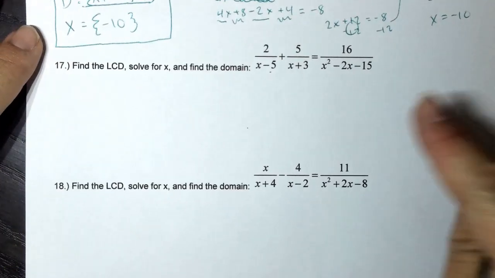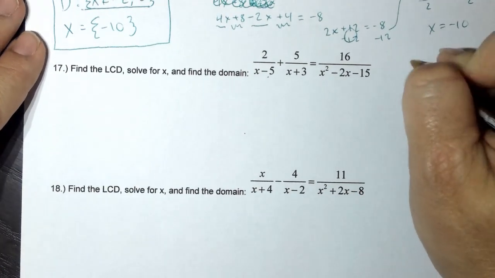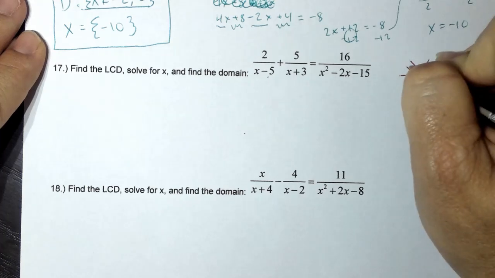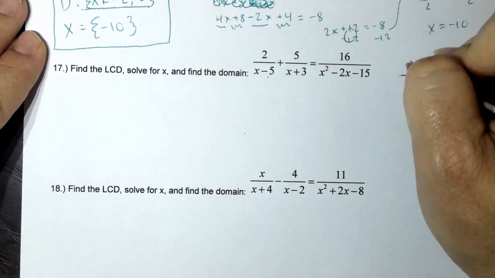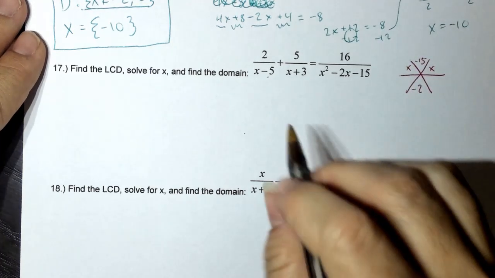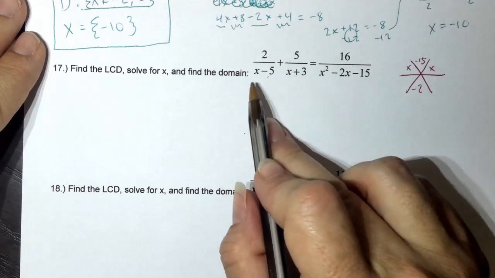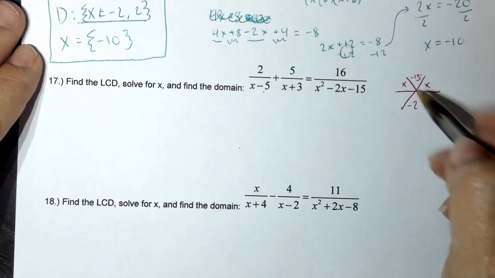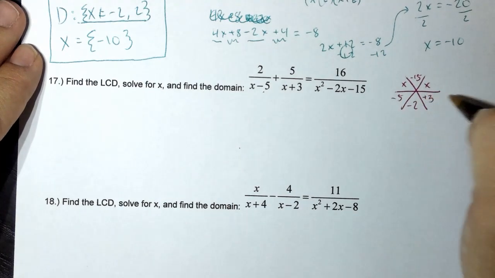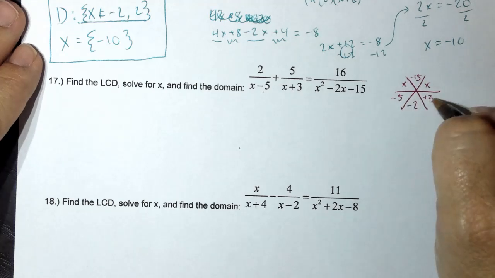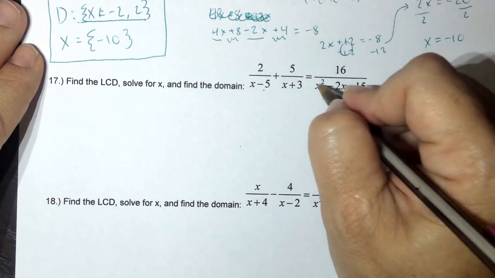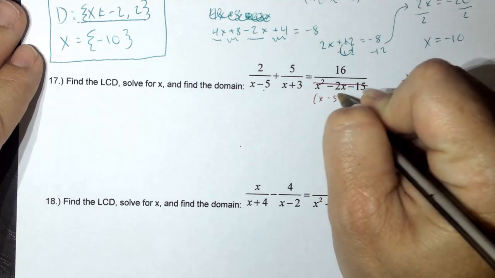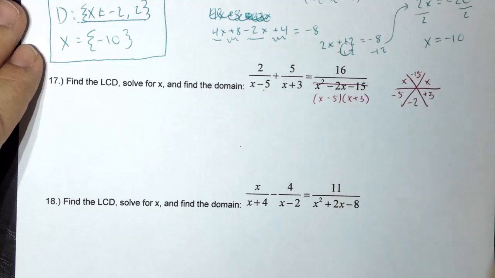Okay, 2 more. So on this one, we again have to factor the denominators. So x times x, negative 2, a times c is negative 15. Now, you always want to look here to see if that works. So it's negative 5 and positive 3. It does work, negative 5 and positive 3. Negative 5 times positive 3 is negative 15, and it adds to negative 2. So this becomes x minus 5, x plus 3.